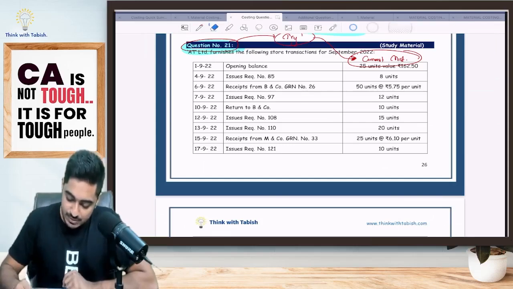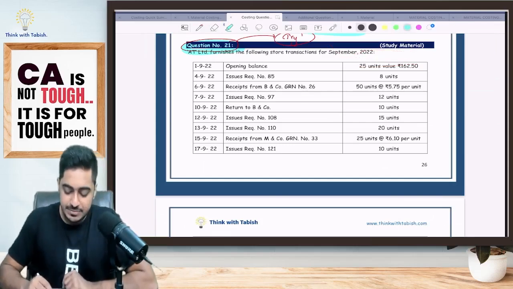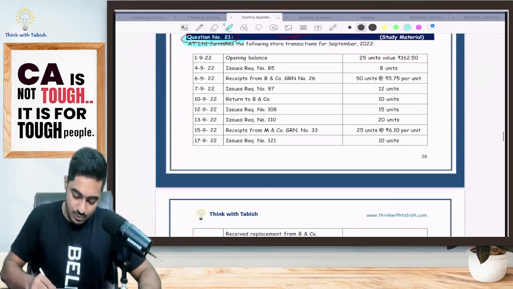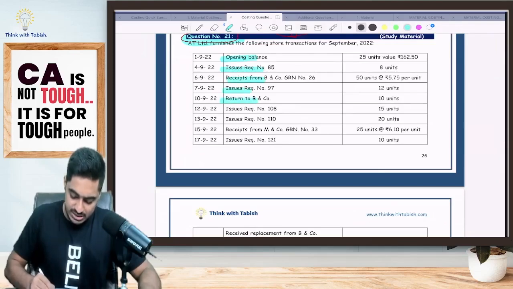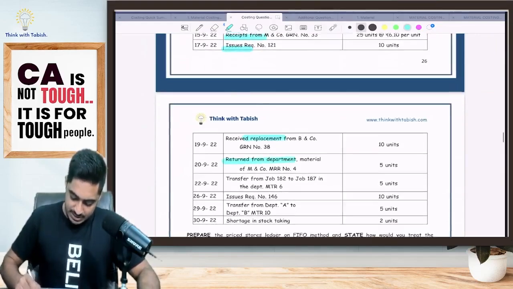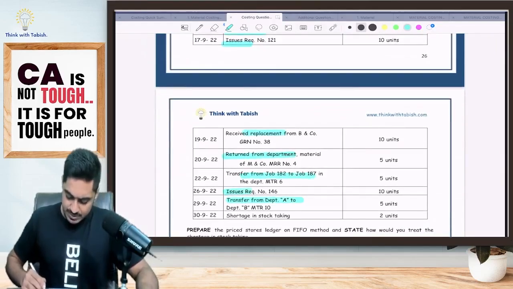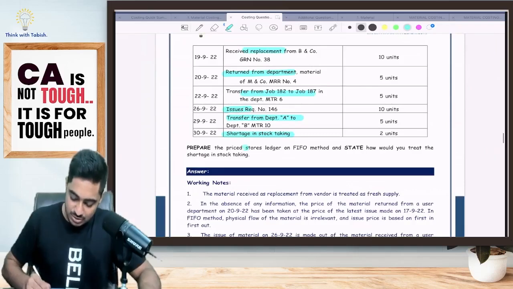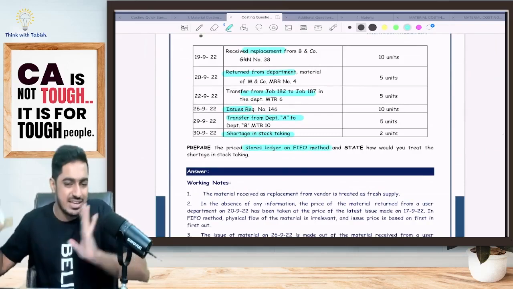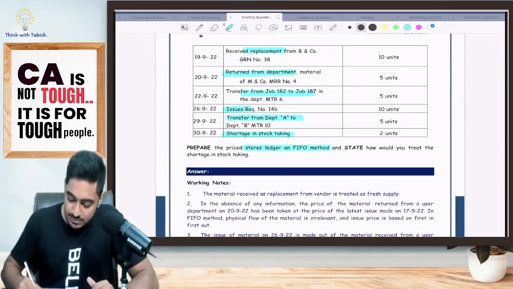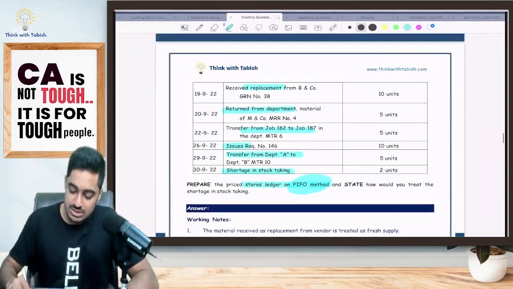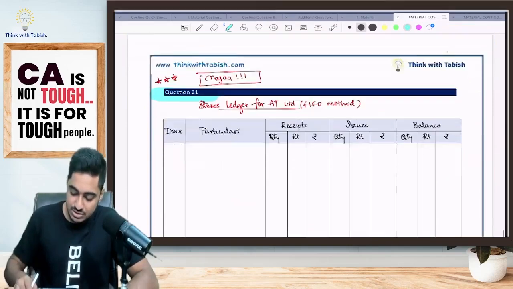Let me read the question quickly. AT Limited furnishes the following store transactions for September 2022. They have given opening balance, issue, receipt, issue, return, issue, receipt, issue, replacement, returned from department, transfer from one job, issue, transfer from department, shortage. Prepare stores ledger using FIFO. As and when we solve, we'll keep reading the data one by one. Which method are we following, students? FIFO method. Based on that, we'll prepare our stores ledger. Okay, sir, let us prepare the stores ledger.